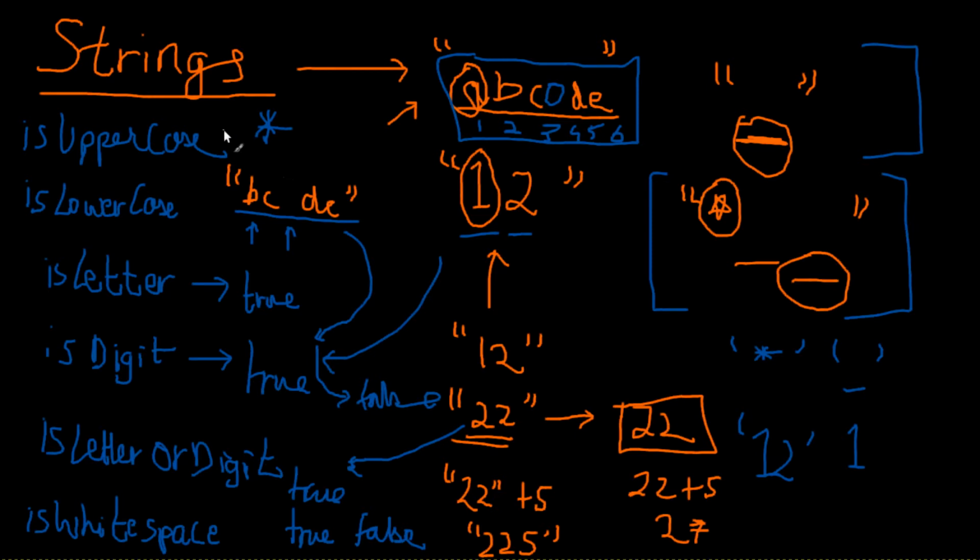Then you just have two more functions over here, which are pretty easy. If you look at all these functions written here, they all start with is. That means the program just checks: is it a letter, is it a digit, is it a white space, is it upper, is it lower.